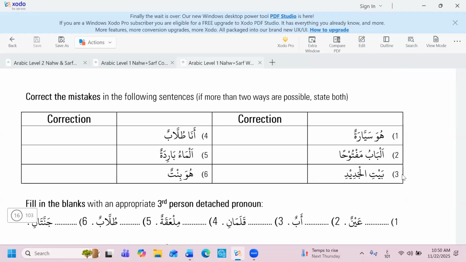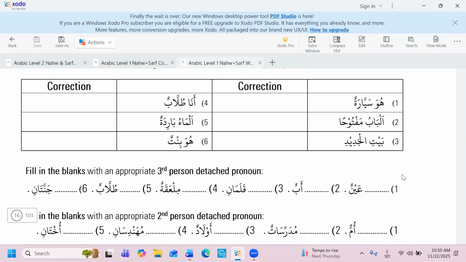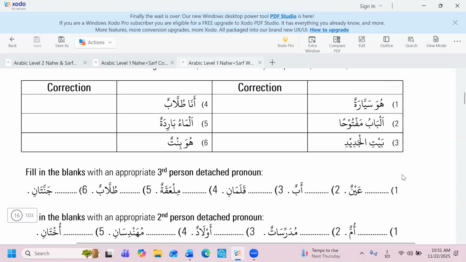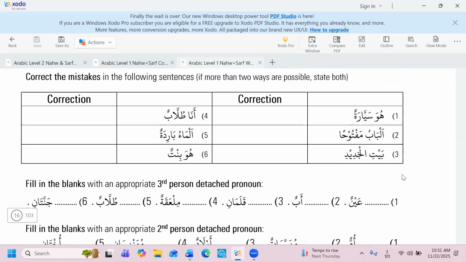Okay, number 5. Al-ma'u baridatun. What's the mistake there? Yeah. So what would the correction be? Yeah, so just make sure you don't pronounce it and mean with the al. So al-ma'u baridun. Al-ma'u baridun. And then number 6, huwa bintun should be. Bintun means girl or daughter. Should be hiya bintun. Sorry, can you pronounce the 5 again? The correct one. It'll be without the ta. Al-ma'u baridun.